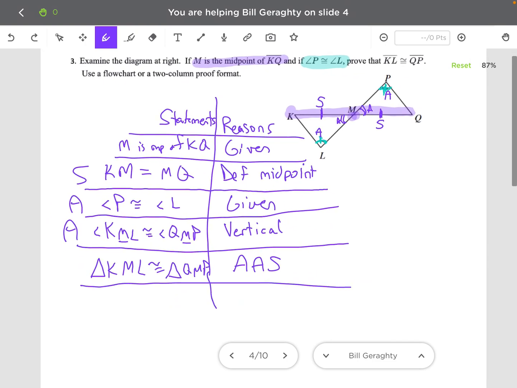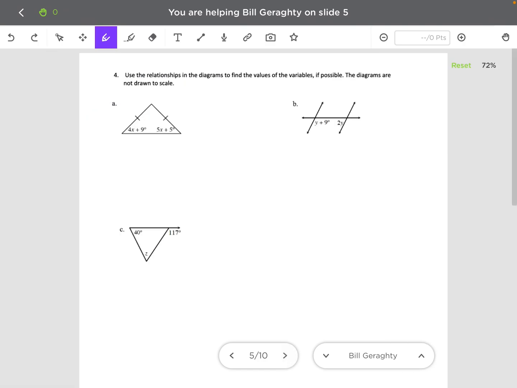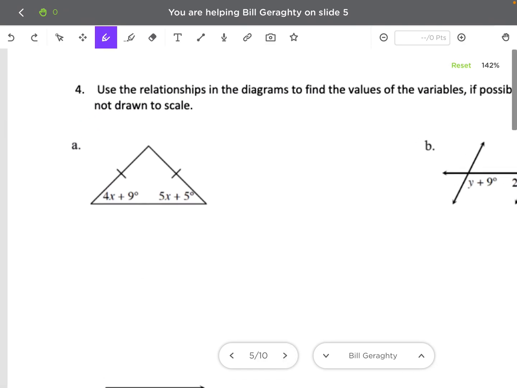And once the triangles are equal, then that little side of KL has to equal that little side of QP, because if the triangles are congruent, then their corresponding parts also have to be equal. Okay? Everything about that triangle has to be equal to that triangle. Next one, let's take a look at A.